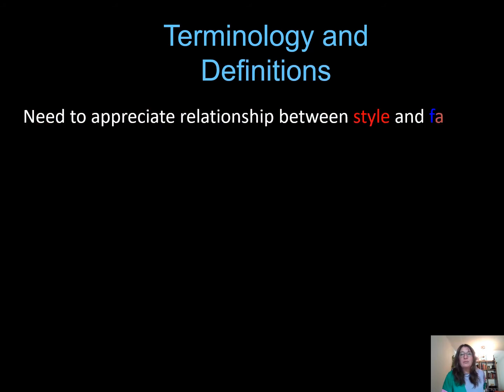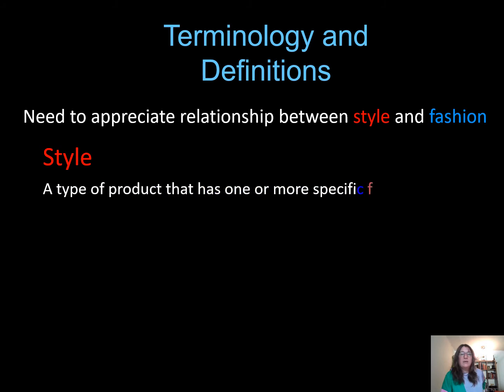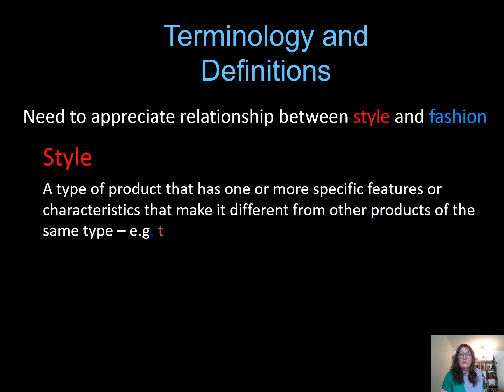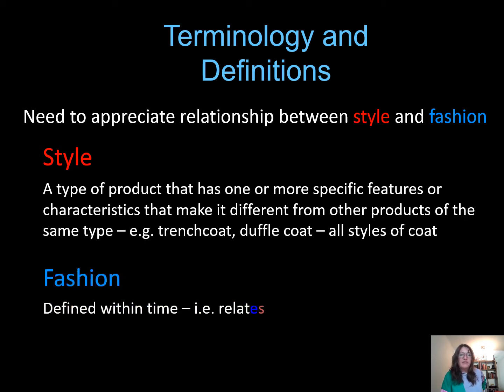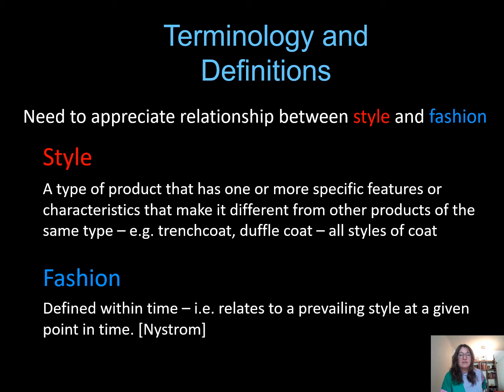And quite often what they're looking at is some of what we see as the terminologies and definitions around the ideas of fashion and style. To what degree are we making a stylish piece, and at what point is it a fashionable piece? And here we see how style is defined as a type of product that has one or more specific features or characteristics that make it different from another product of the same type. So, for example, when we look at something like a coat, we've got lots of styles of coat, but we might have a trench coat, a duffel coat, which distinguishes them. But fashion is about defining these styles within a defined time, and it's all relating to the prevailing styles and trends at that point in time.